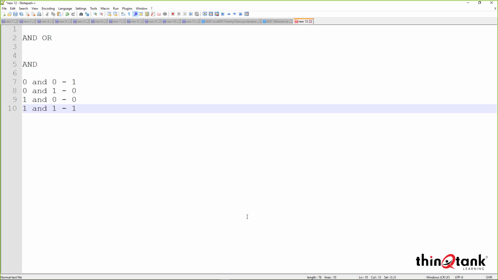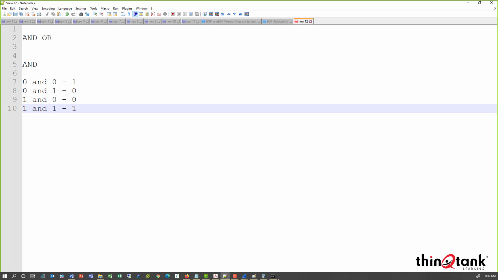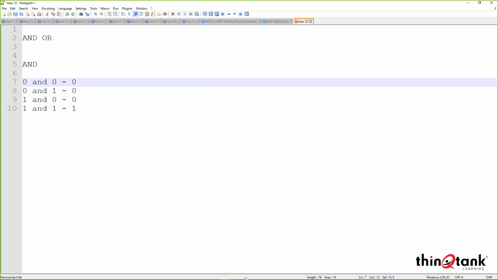Not sure why the book says 0 and 0 is 0. 0 and 0 should be a 1. Let me just confirm that. All right, so I corrected that.